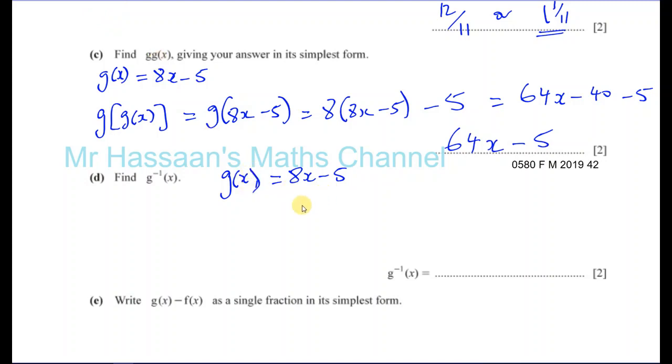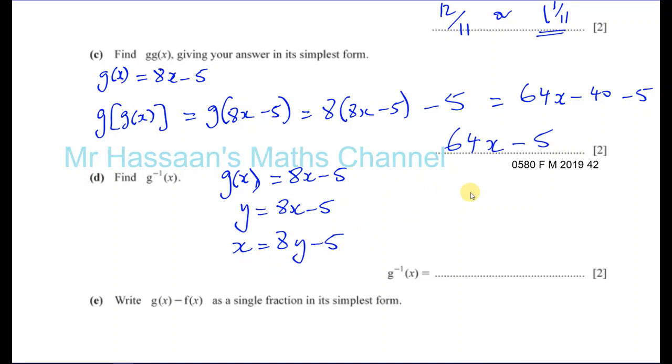So what you can do is you can say, all right, let's start off by calling g of x y, and you have y equals 8x minus 5. Now what I'm going to do is switch around the x and the y. Not change the subject, just write down y as x and write down x as y. Then when I rearrange it to make y the subject after I've switched them around, what I come out with would be the inverse of the original function.